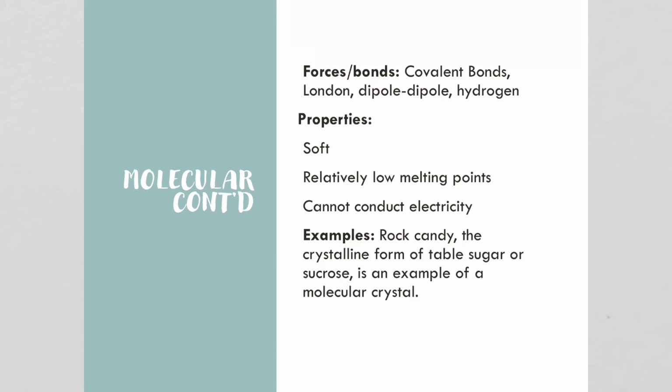Their properties are that they're relatively soft, and they also have relatively low melting points. They cannot conduct electricity. And some examples would be rock candy, the crystalline form of table sugar or sucrose. That's an example of a molecular crystal. They form crystals that look like ionic crystals, but they're actually molecular. So when you dissolve them in water, they would not be conductive.